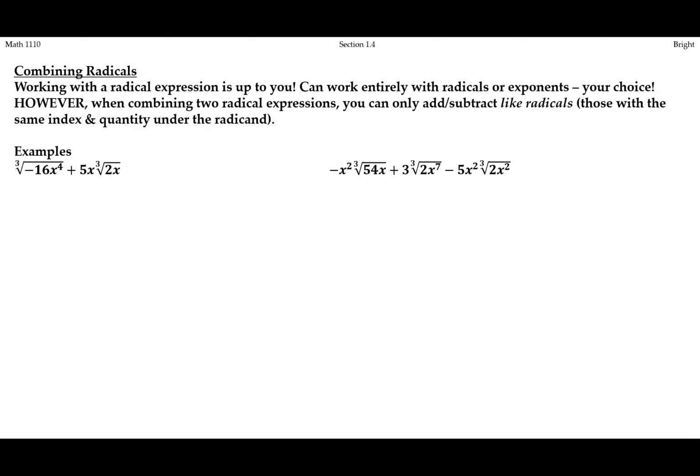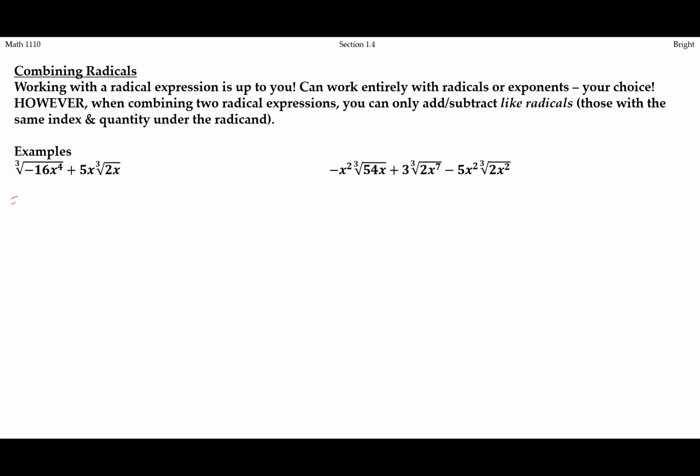So, some examples here. The first one, what we need to do is first simplify, because right now you're looking at it like, okay, I can't add them. They're not like. The radicands, one is negative 16x to the fourth, and the other one is 2x. But you recognize also that the first one is not simplified, so maybe you can combine it after you simplify it. Let's simplify this first one.